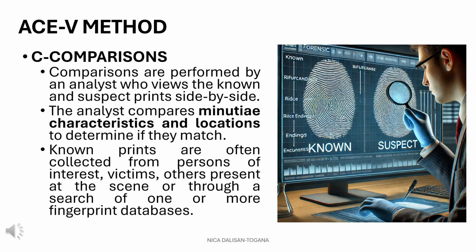In the comparison stage, the analyst looks at the known print and the suspect print side by side. They closely examine specific details, called minutiae points, and their locations to see if they match. Known prints are often gathered from people connected to the case, like suspects, victims, or witnesses, or found through fingerprint databases. This process helps determine if the two prints are from the same person.